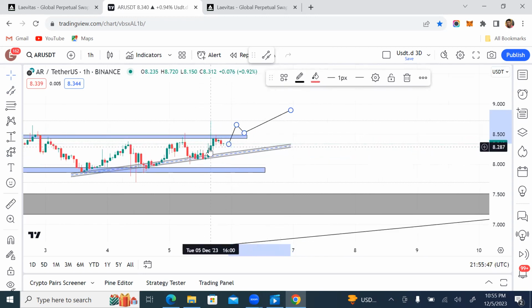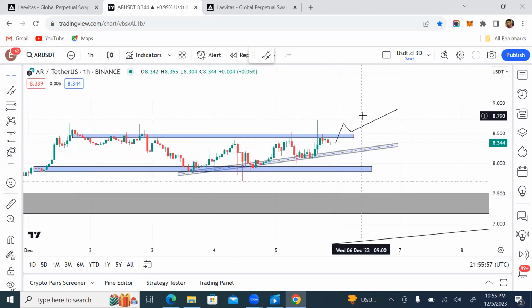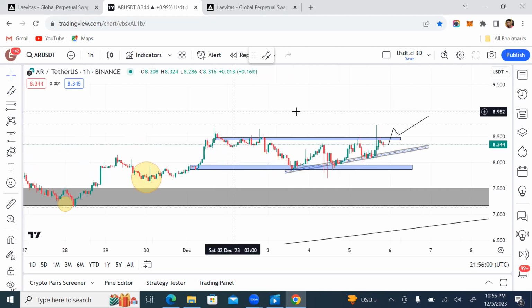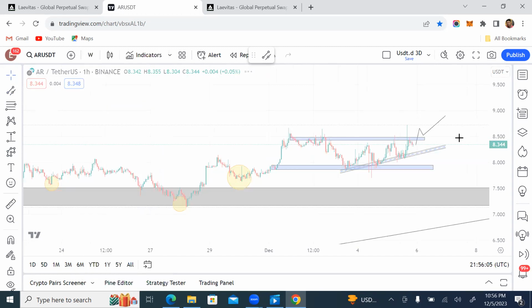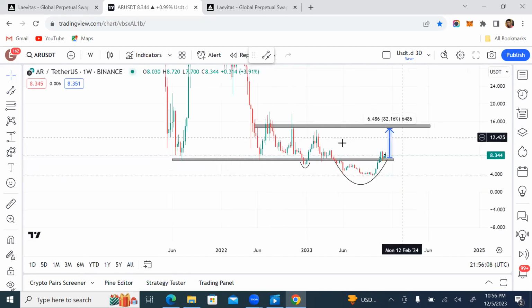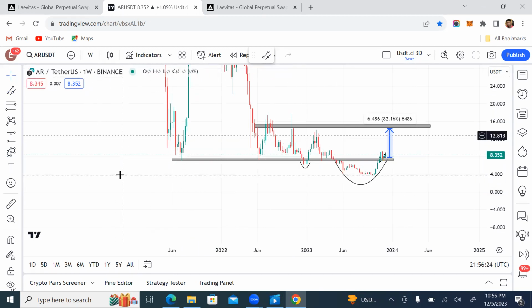This is looking more like a cup and handle. We're going to form like so and then break out. Once we eventually break out from here, I can be taking my entries and then targeting the next key level, which was on the weekly time frame, somewhere around here. You can see the gap from $8, $8.9 to $14, $14.9. If you are using 25x leverage, that should give you over 1,000%.